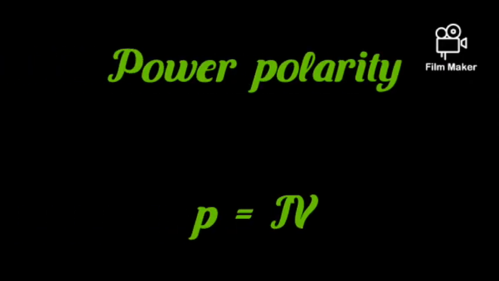Another interesting concept I want us to discuss is power polarity. As we know before, we defined power as current times voltage. It is important to note that power is always conserved in a circuit. As a matter of fact, the total power that is lost must be equal to the total power that is gained by the components in a circuit.